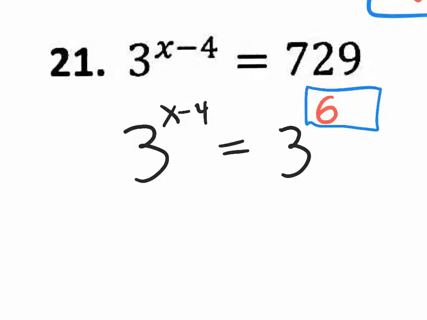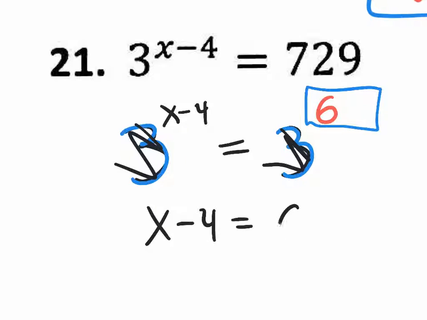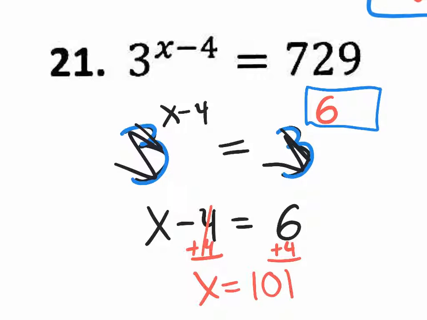Now that you have the same base 3 right here and base 3 right there, you can just scratch them out. They're gone. And your new equation will be x minus 4 equals 6. And when you solve it, add 4 to both sides, you will get x equals 10. X equals 10.